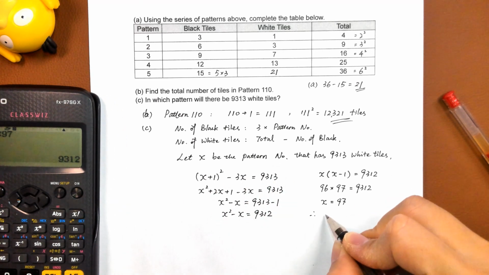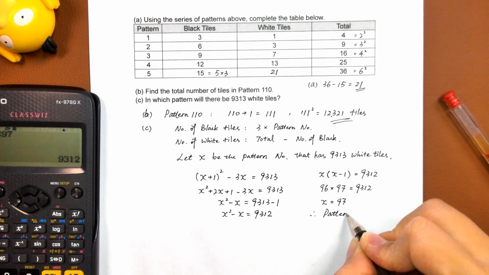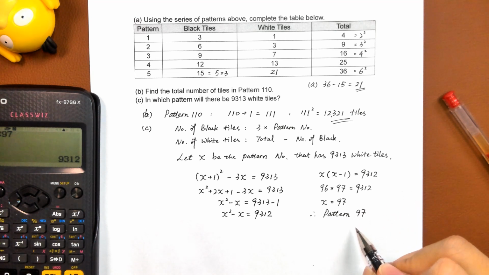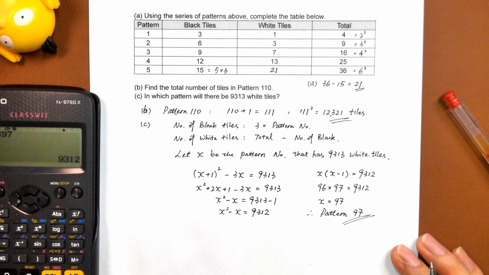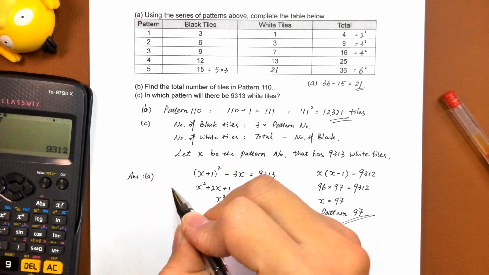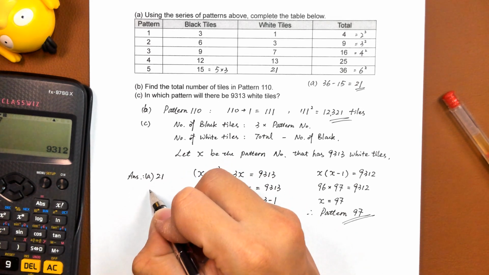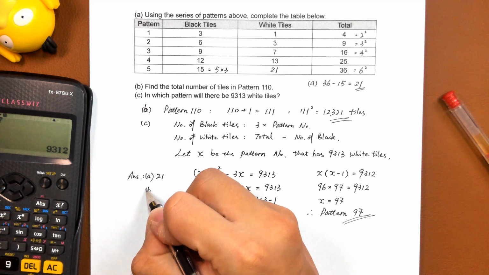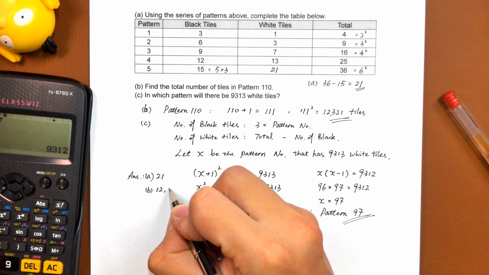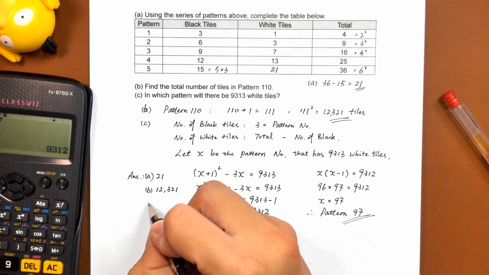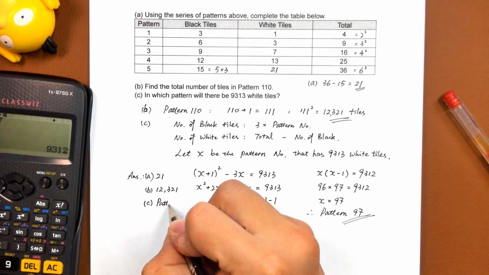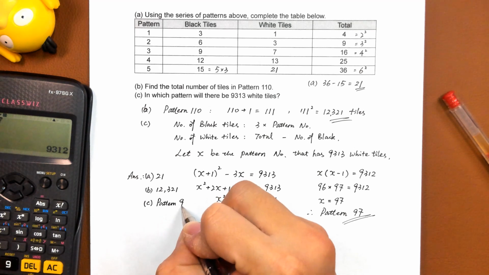So the pattern number is 97. And the answer, pattern 97. Okay. The answers: part A, 21 in the table, and part B, 12,321 tiles, and part C, pattern 97.